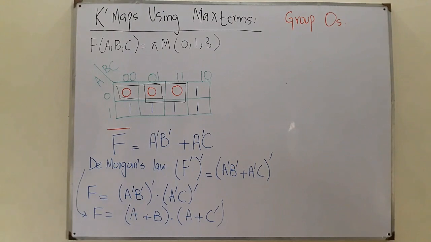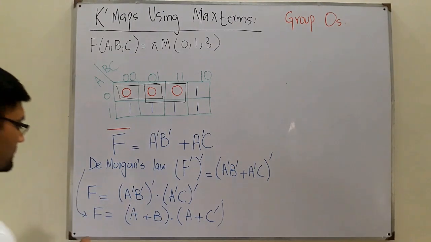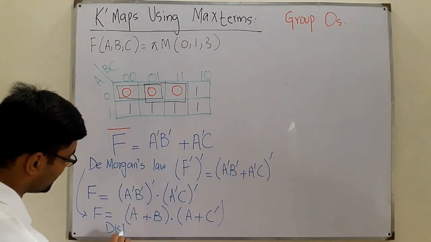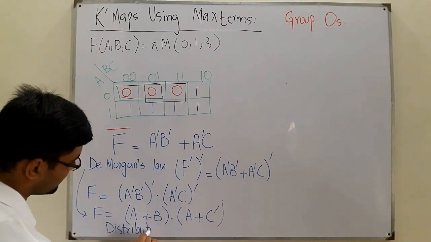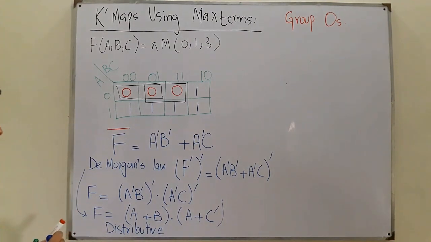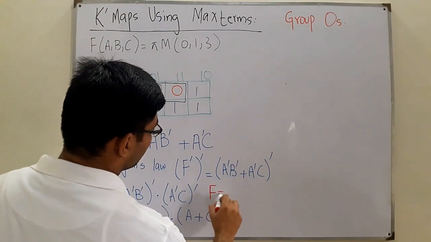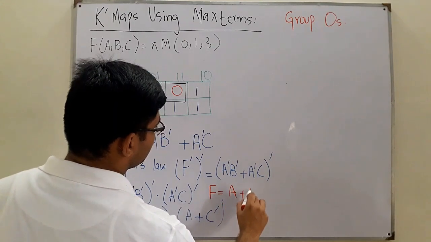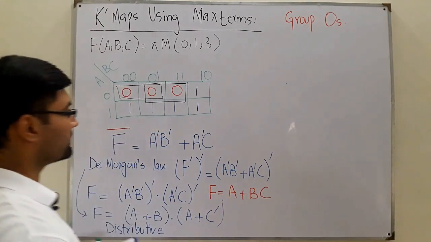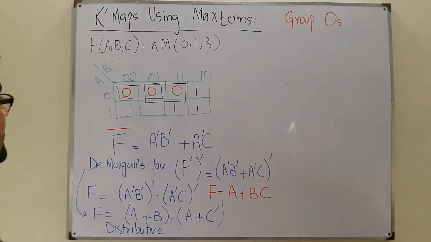Alright, now what do you do? You apply the distributive law. So what do you get? You get A plus B into A plus C, which is A plus BC. So let me write it down over here. So the function's value is A plus BC directly. This is the answer, okay?